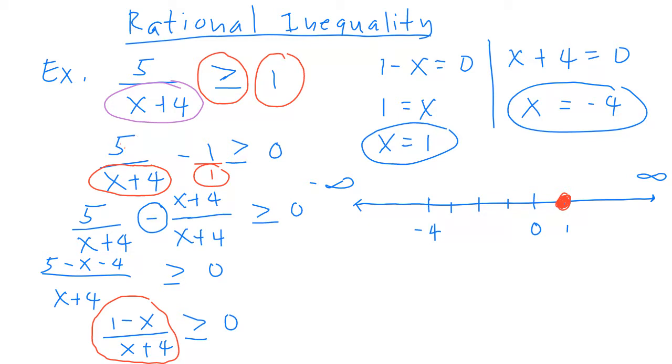Now we're supposed to put a shaded circle for negative 4, but when you plug in negative 4 to here, again, x plus 4, it gives you a 0. 5 over 0, it's undefined, so you cannot use that value as part of your solution. So that should be an empty circle instead of a shaded circle, because it's undefined when you plug in negative 4.